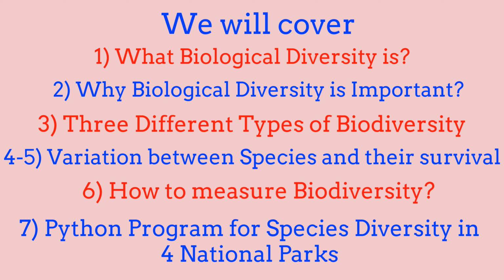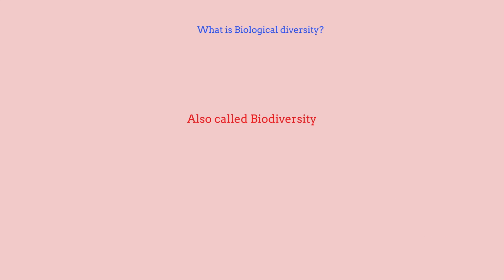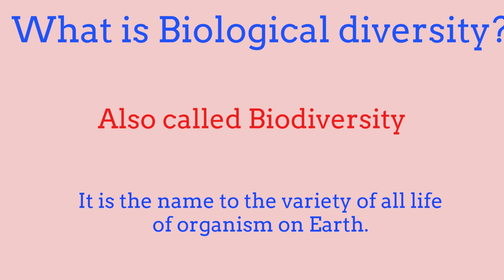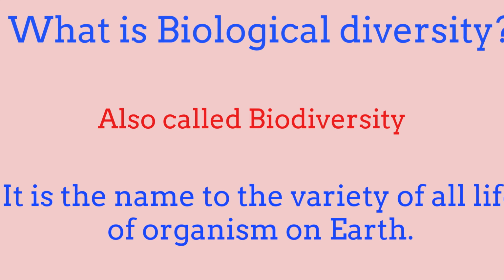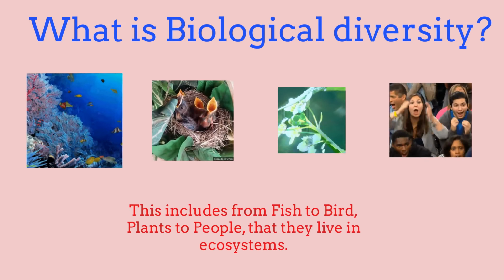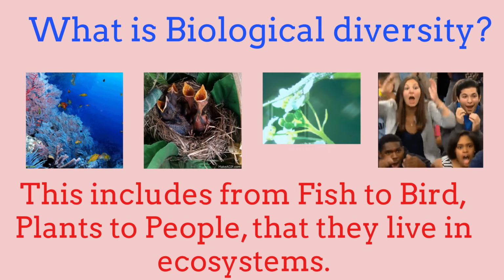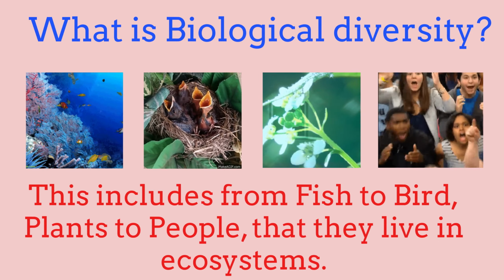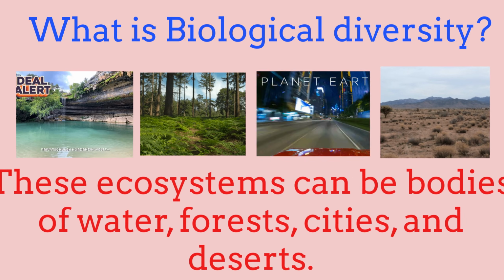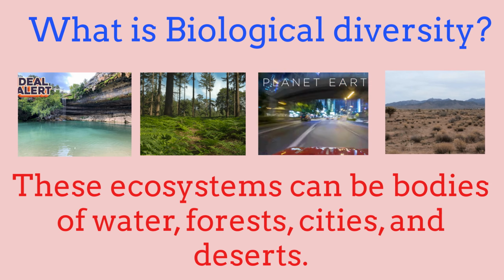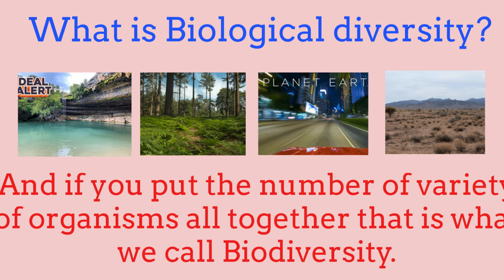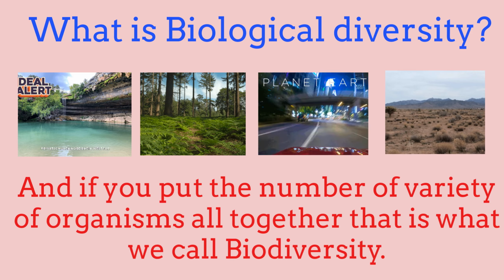So let's get started with what biological diversity is. So biological diversity is also called biodiversity. And biodiversity is the name for all of the varieties of life of organisms on Earth. This includes from fish to birds, from plants to people. They all live in ecosystems, and these ecosystems can be bodies of water, forests, cities, and deserts. And if you put the number of varieties of organisms all together, this is what we call biodiversity.